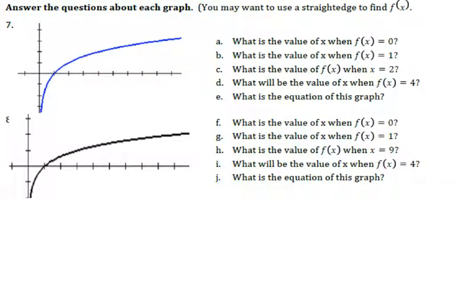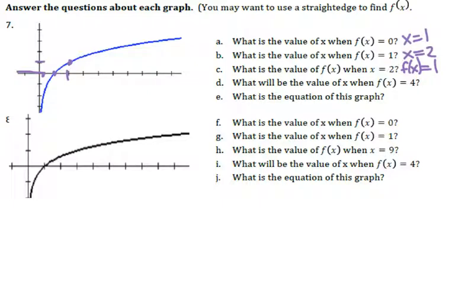So, 7, we've got this graph. It says, what is the value of x when f of x is 0? f of x would be the y value. So when the y is 0, the x is 1. B, what is the value of x when f of x is 1? If we go up here to 1, our value is 2. And C, what is the value of f of x when x equals 2? f of x equals 1.